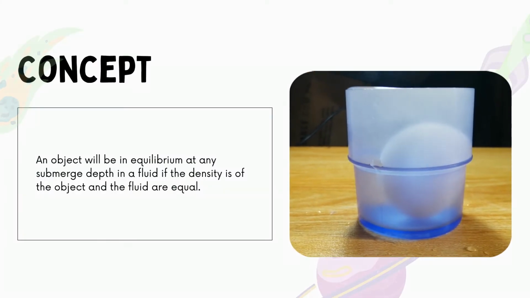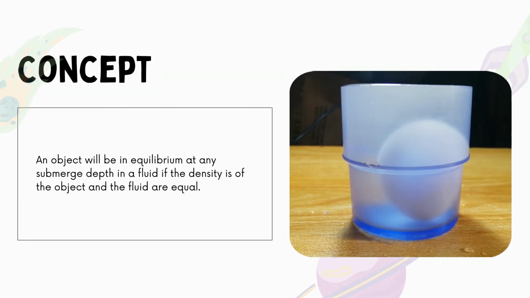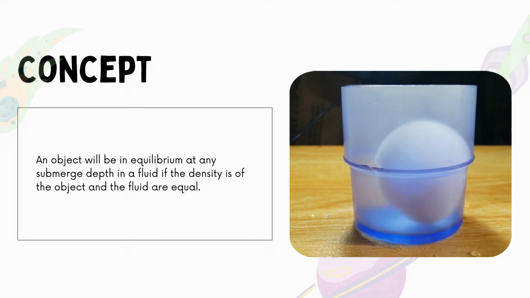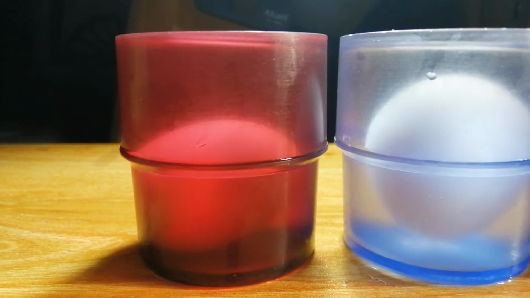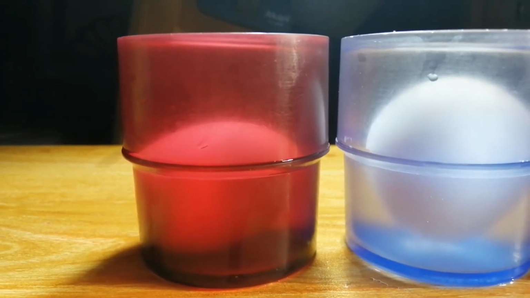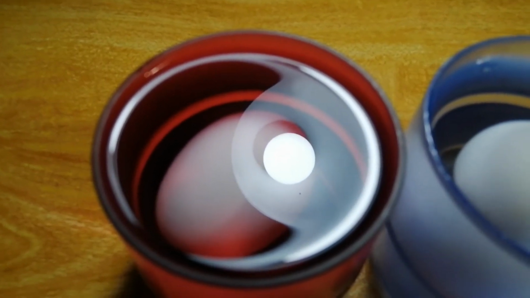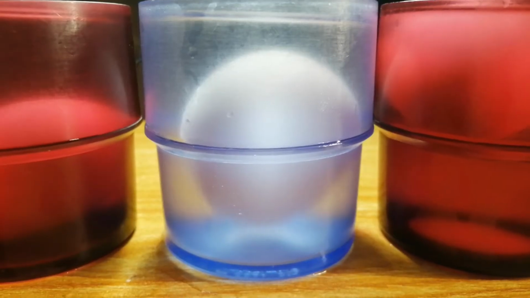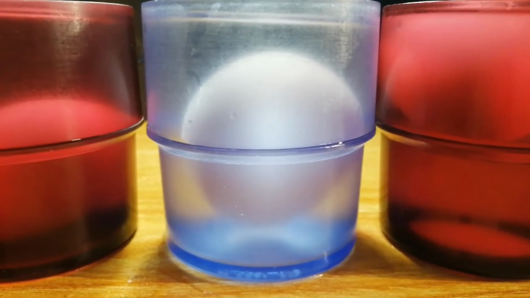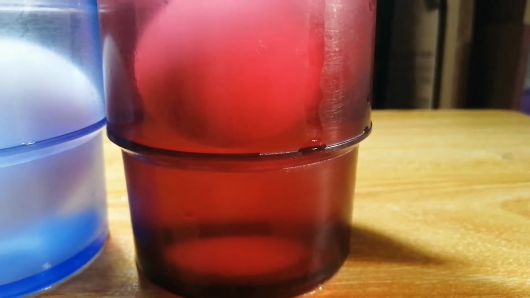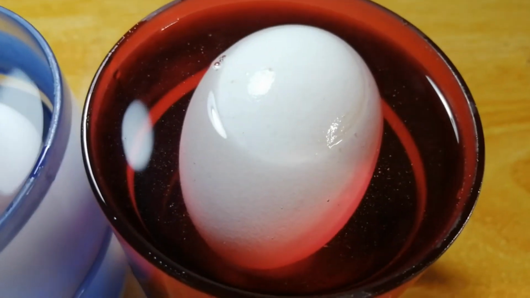This is because an object will be in equilibrium at any submerged depth in a fluid if the density of the object and the fluid are equal. Let us look back to the setups we executed. The water with no salt made the fresh egg slowly sink to the bottom. For the setup with 3 tablespoons of salt, the egg appears to be submerging but not floating. And lastly, the setup with 6 tablespoons of salt made the egg float up to the surface, so that even if I push on the egg, it's always going to come back up to the top.